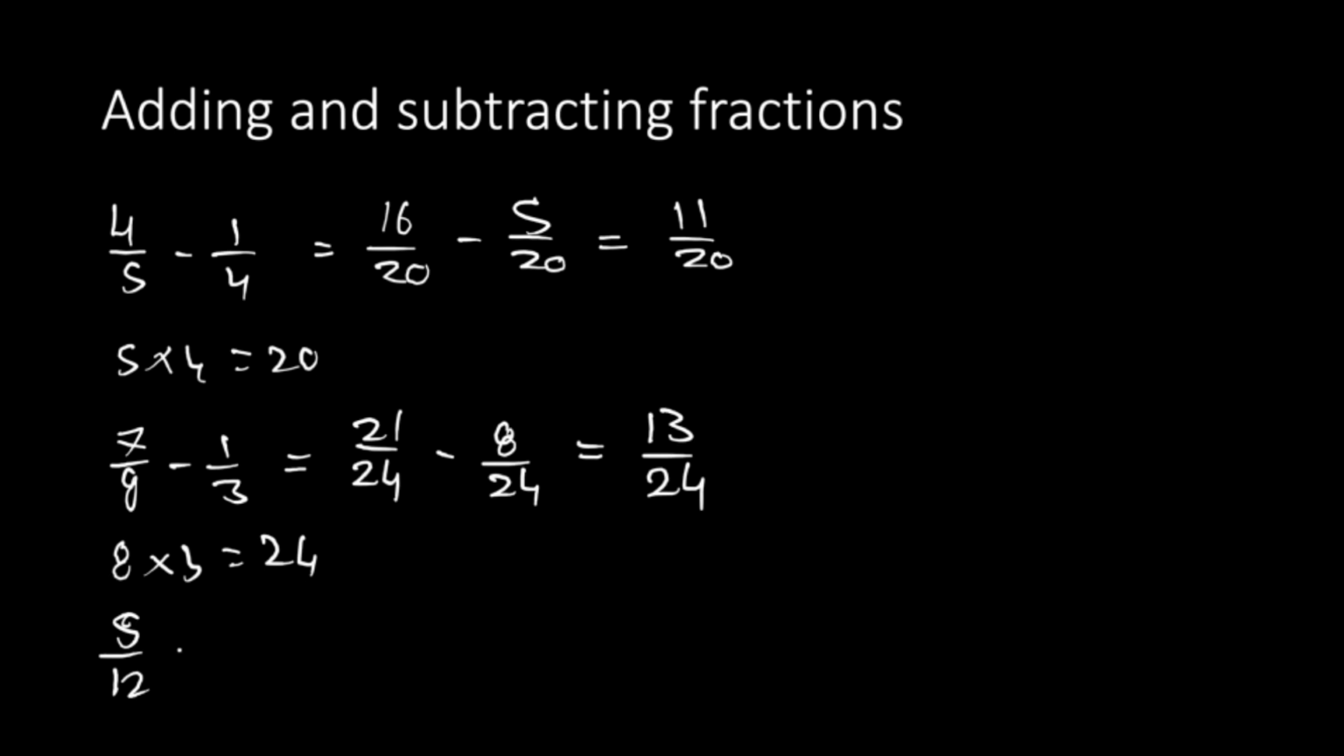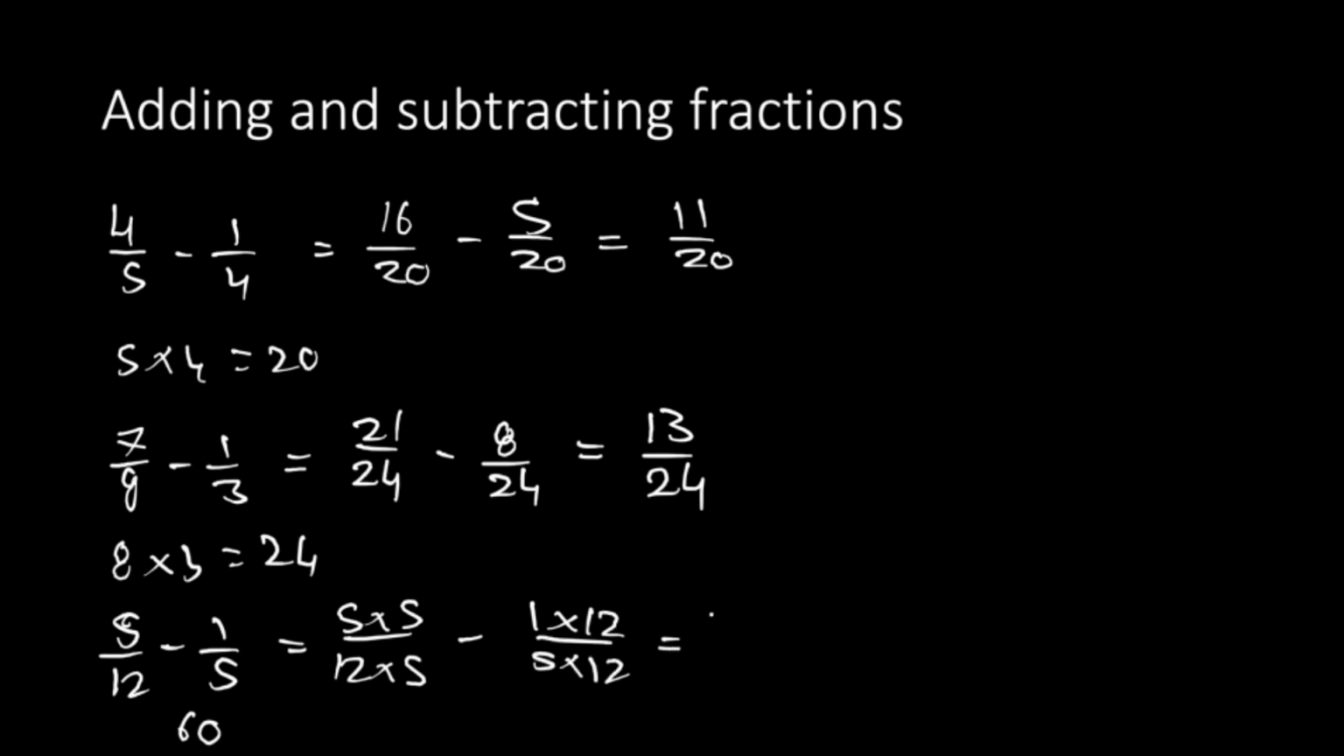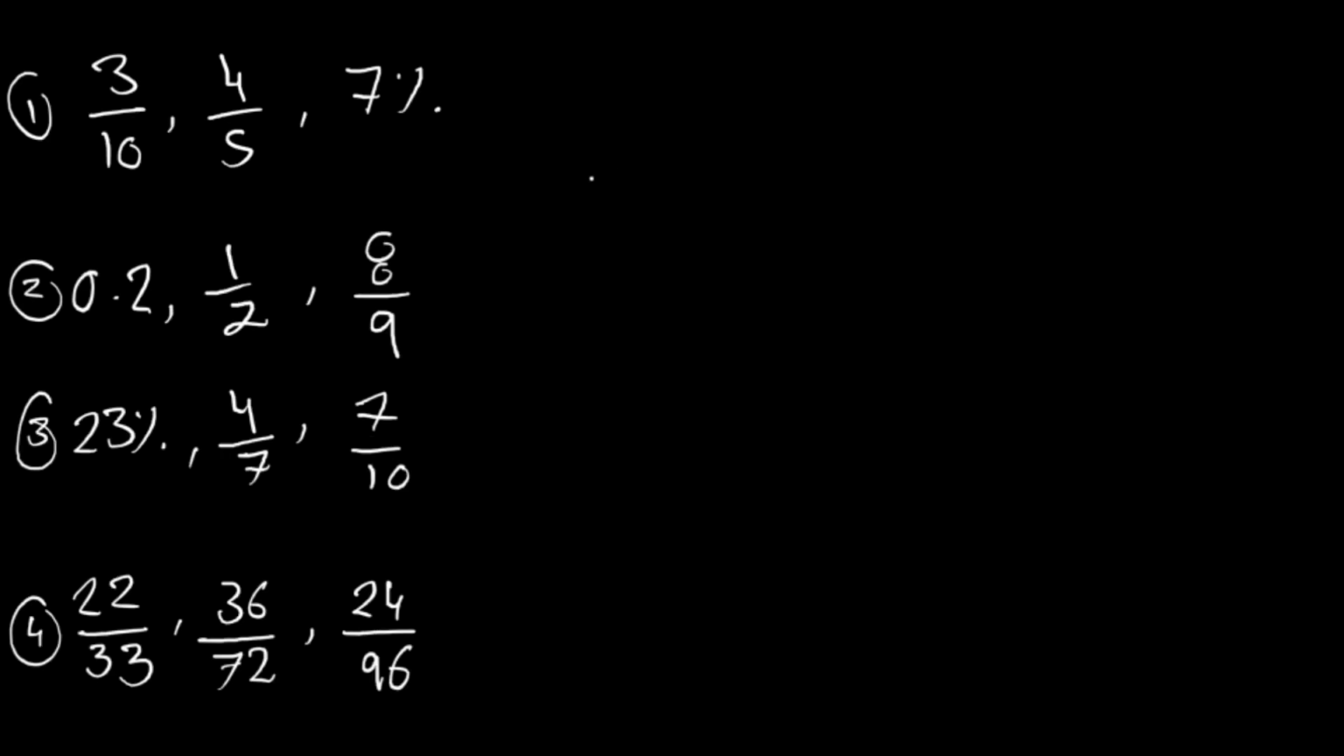One more example. 5 over 12 minus 1 over 5. Common denominator is 60. So 5 times 5 over 12 times 5 minus 1 times 12 over 5 times 12, which is 25 over 60 minus 12 over 60. So the answer is 13 over 60. Just correct this. There we go. 13 over 60. Here are some exercises for you to do.